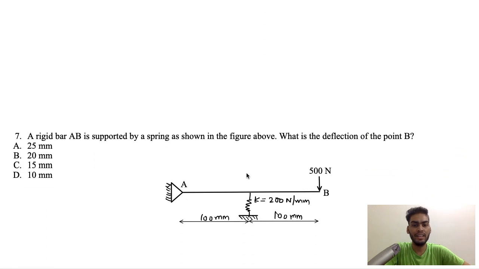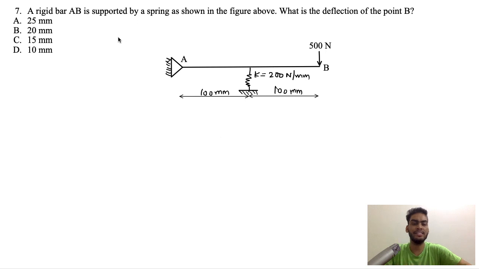Then let's move on to the next question. Here it says, a rigid bar AB is supported by a spring as shown in the figure. What is the deflection of point B? So this point B, we have to find out the deflection.